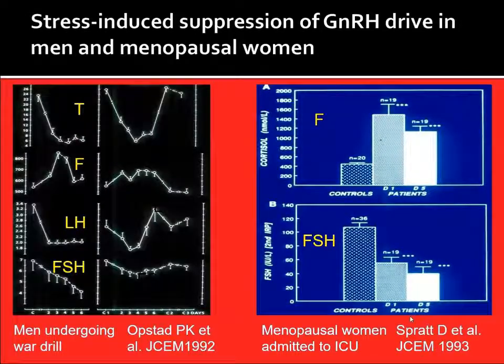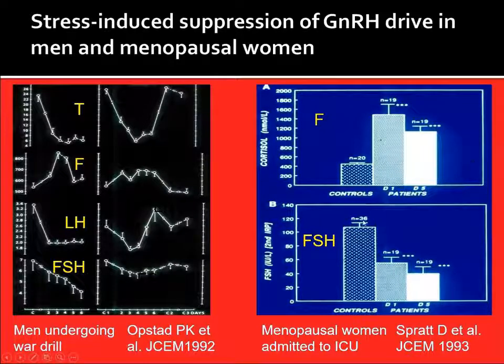And again, this is actually that same phenomenon shown in men. This is testosterone, cortisol, LH, and FSH in men undergoing a war drill. And then at the end of the war drill, they are basically in a state of hypothalamic hypogonadism. And then part 2 of the study shows that they, in fact, do recover when cortisol comes down. So it's that same relationship.